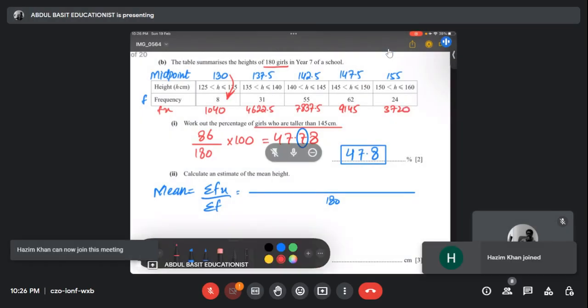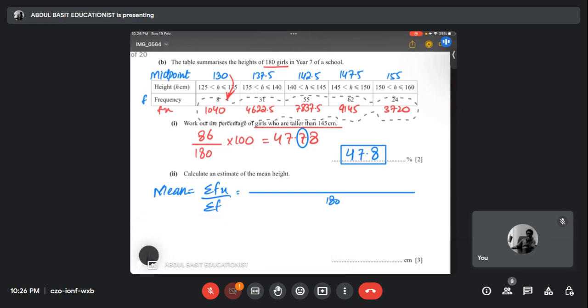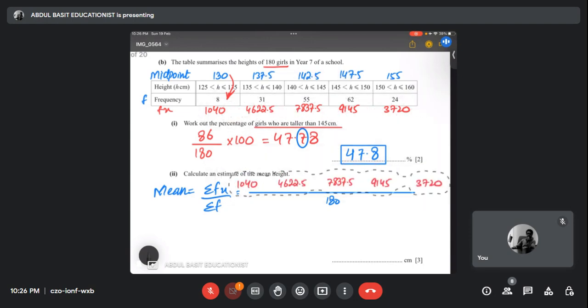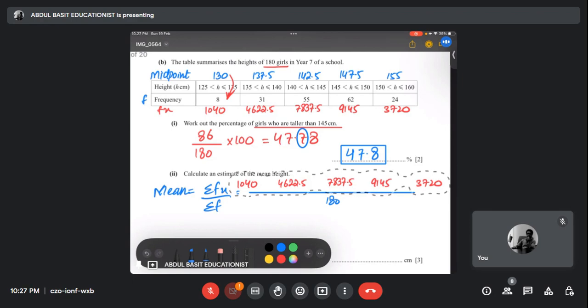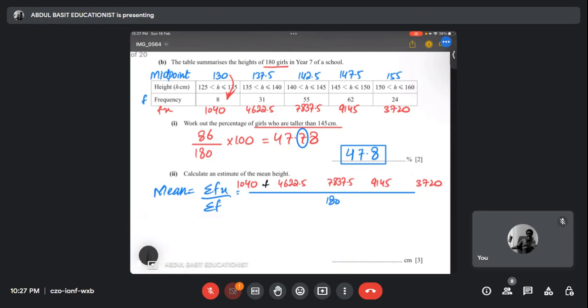So we'll just select this and we have to add this. We also have to add it, so let's select this. Please add all of them in the numerator, and divide by 180. So what is the answer?